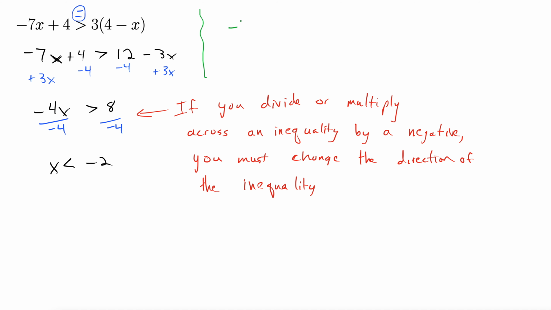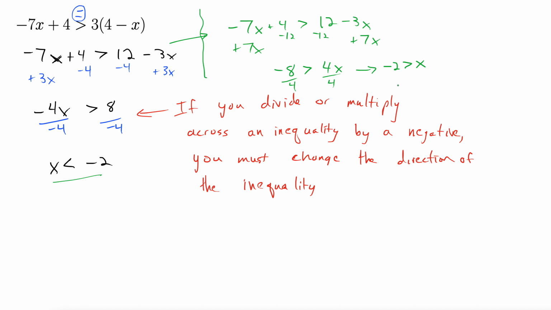So we're taking the same problem, negative 7x plus 4 greater than 12 minus 3x. Okay, now I'm going to add 7x to both sides. And I'll subtract the 12 from both sides as well. So that gives us negative 8 is greater than 4x. And then dividing both sides by 4, that gives us negative 2 is greater than x, which is fine. This is the same answer. These two are saying the same thing.